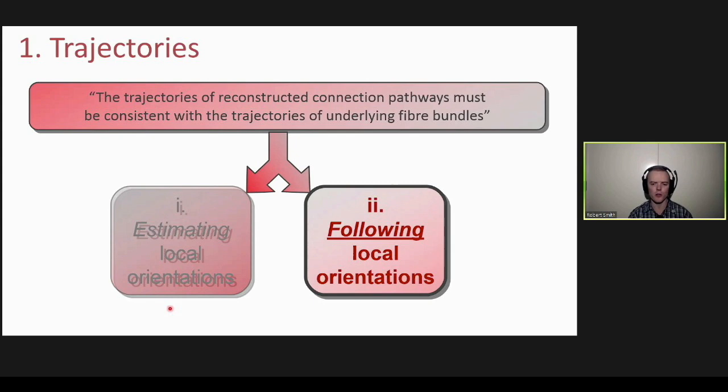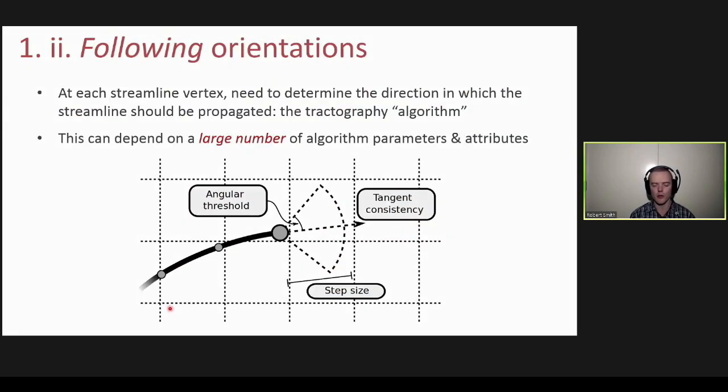Secondly, following the local orientations, this is the role of the particular streamlines tractography algorithm that you're using. The basic premise is you've got a streamline, you're at a particular vertex in three-dimensional space, and you need to determine the direction in which the streamline is going to propagate. A few things typically referred to in this context: you'll have some kind of angular threshold. You don't want streamlines to bend too much, or instantaneously loop back upon themselves. And you'll regularly see referred to the step size, which is simply the distance in 3D space between the vertices.